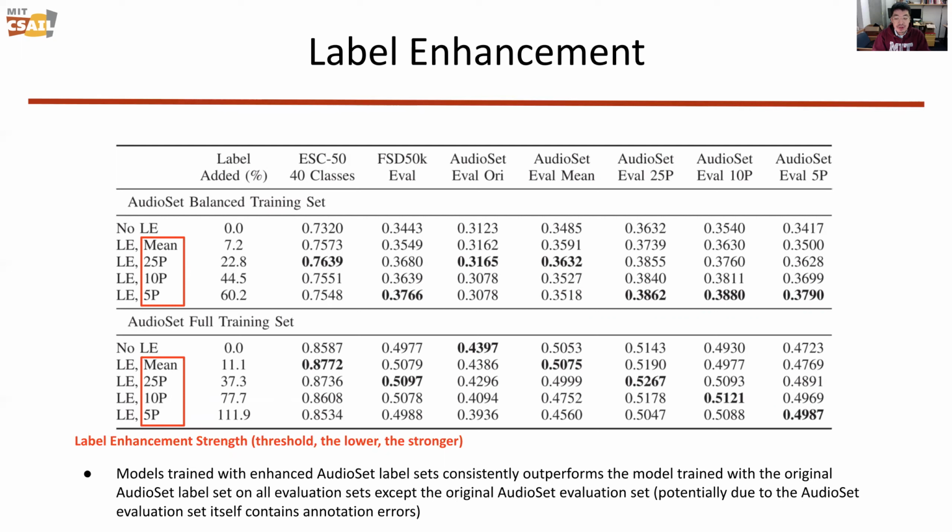That is potentially due to the AudioSet evaluation set itself containing annotation errors, and the errors are in the same distribution as the training data. So if we change the distribution of the label set in the training data, that doesn't lead to a performance improvement on the test data.